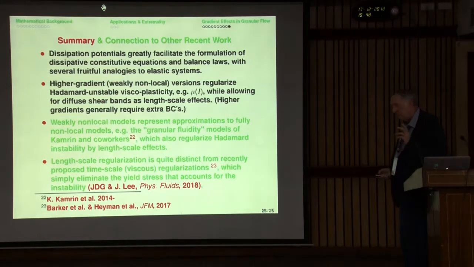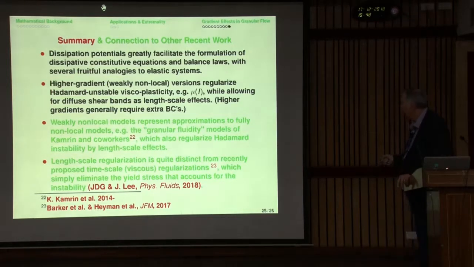these gradient terms also can produce shear bands with a diffuse thickness related to the magnitude of the gradient term. So not only can you stabilize Hadamard instabilities, you can have the instability show up as a shear band, which now becomes stable, doesn't grow, and has a fixed thickness.